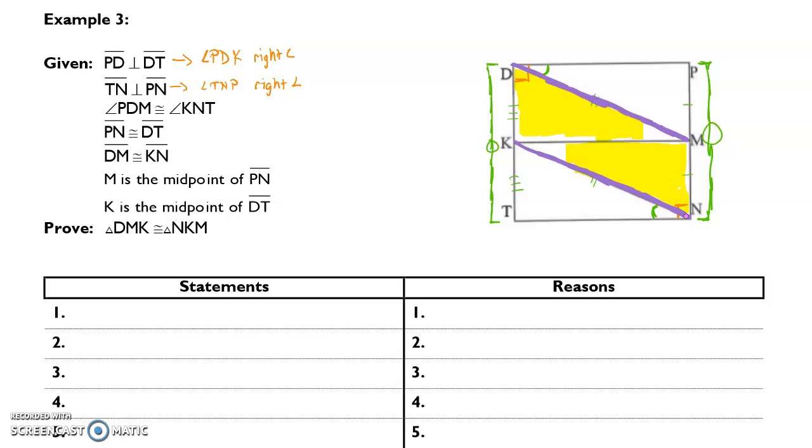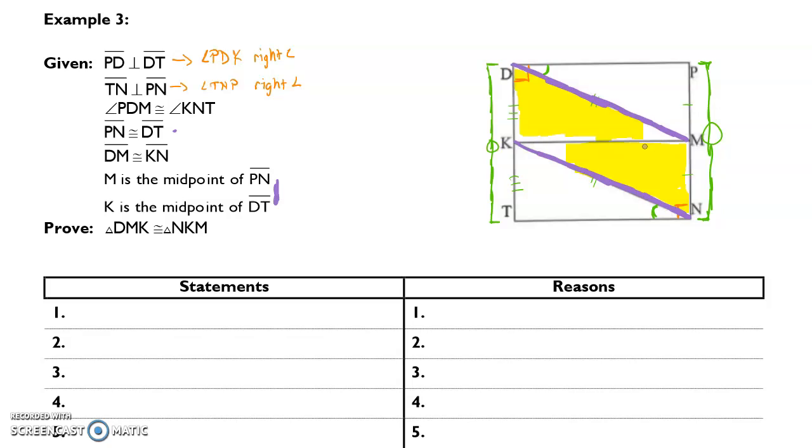There's a handful of ways I could go about this. I could somehow find segment MN congruent to segment DK. They're not marked congruent. This is 3 tick marks, this is 1. But because of my statements down here and because PN is congruent to DT, I can use the division property to make that statement. That's going to get me 2 sides. I also see that they share a side. I could get all 3 sides and use side, side, side here.